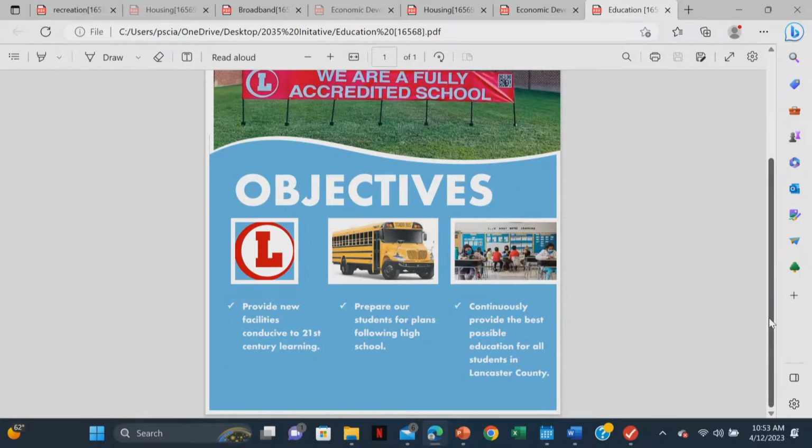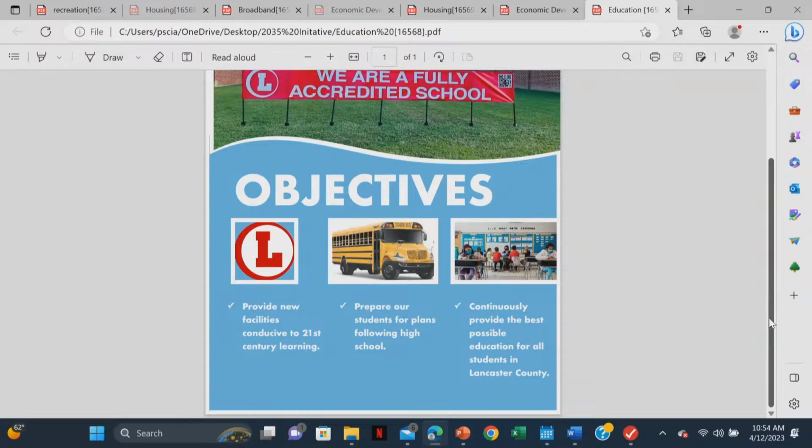Providing new facilities, we're well in the works on that. We're about 20% into the design phase for the new facilities. And we do have a timeline for that. So once we get a little further in there, we can share some of that.